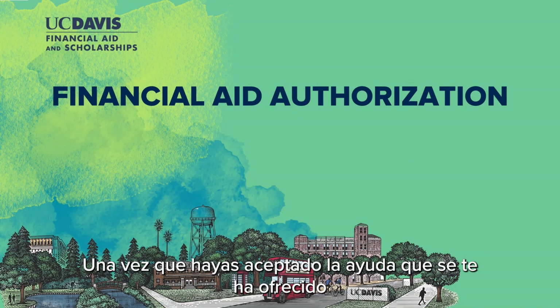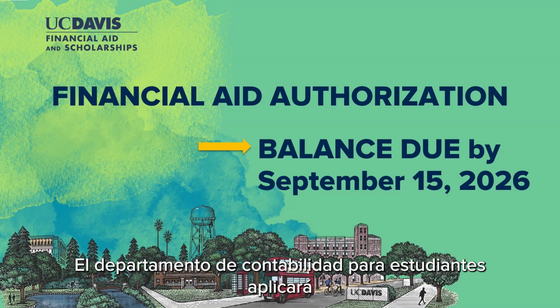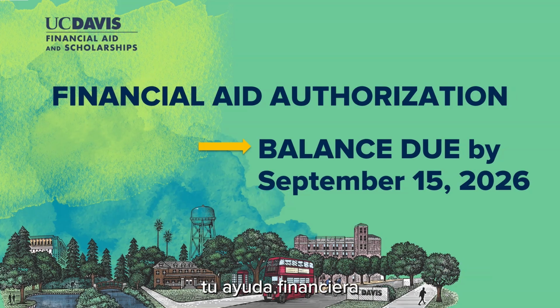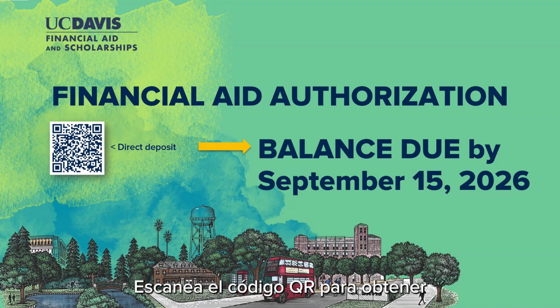Once you have accepted your offered aid and have completed all necessary requirements, your funds will be authorized before the balance is due on September 15th. Student Accounting will apply your financial aid to your direct costs on your My Bill, and if any funds remain, they will issue a refund. For this refund, you may want to sign up for direct deposit through My Bill. Scan the QR code to learn more about direct deposit.